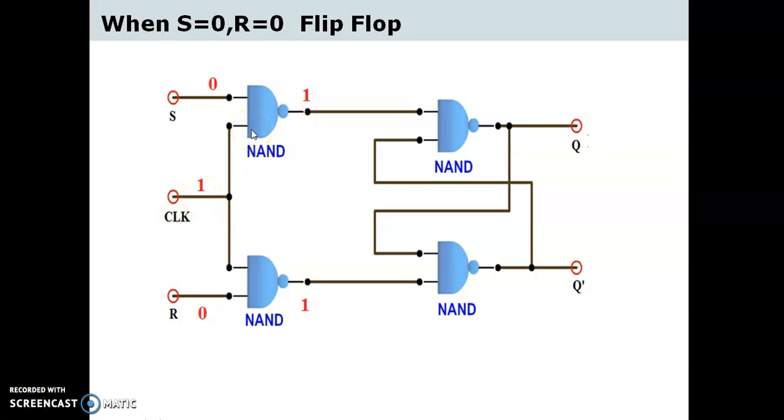Now we know the truth table of the NAND gate, that is for 1 1 the output is 0, otherwise for all other combinations the output will be 1. So for the first NAND gate, as S is equal to 0 and clock equal to 1, as one of the inputs is 0, ultimately the output will be 1. Similarly, for the second NAND gate, as clock is 1 and R equal to 0, as one of the inputs is 0, irrespective of the second input, the output will be 1.